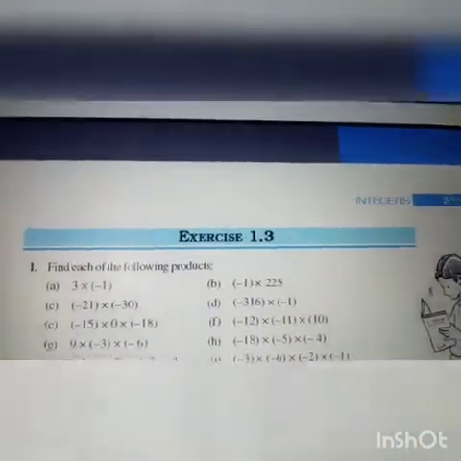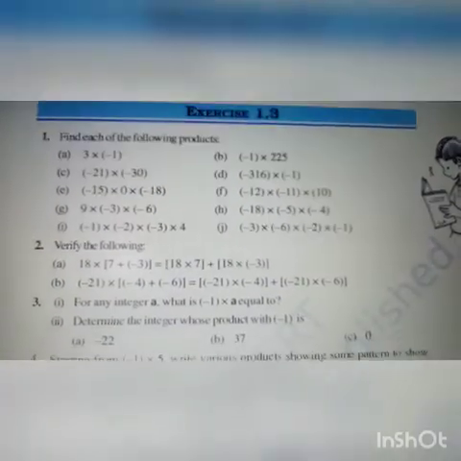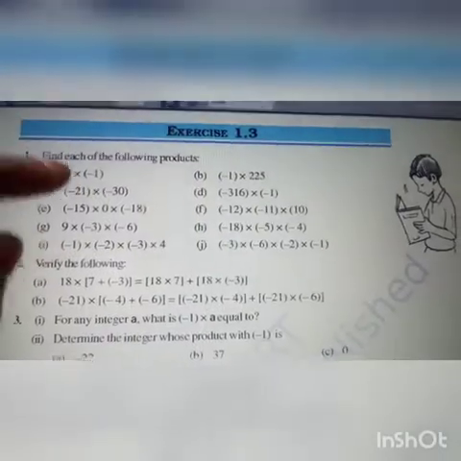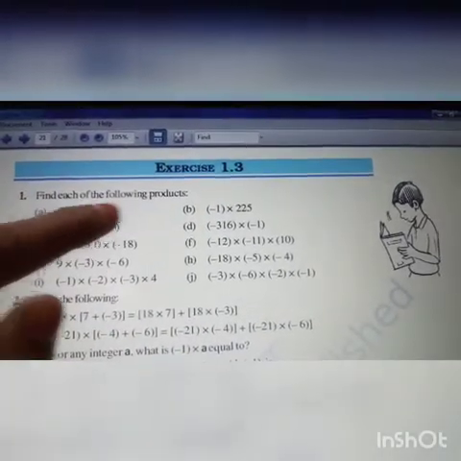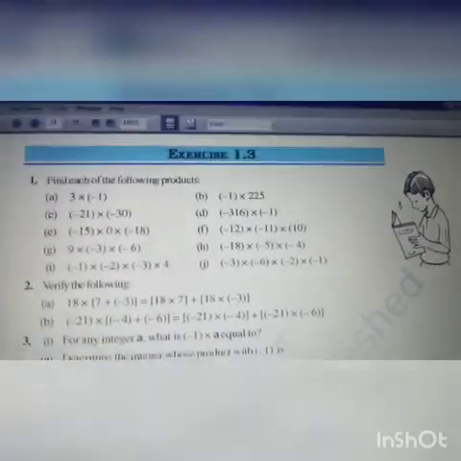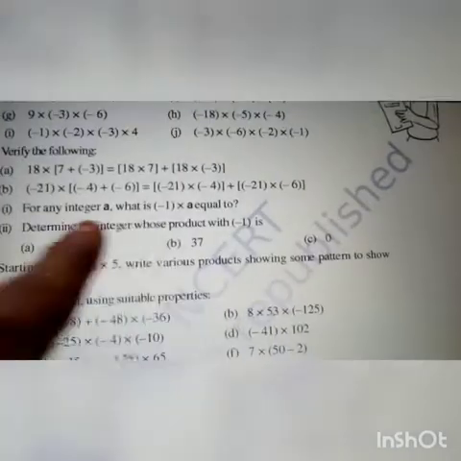Elevator problem is there. Then exercise 1.3. This is just a product. First you multiply the numbers, 3 into 1, you write 3. Then plus into minus, minus. Our answer is minus 3. Then a verify problem is there. Third question is very easy, just multiplying with minus 1 only.